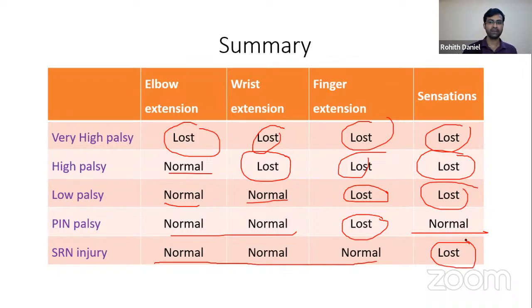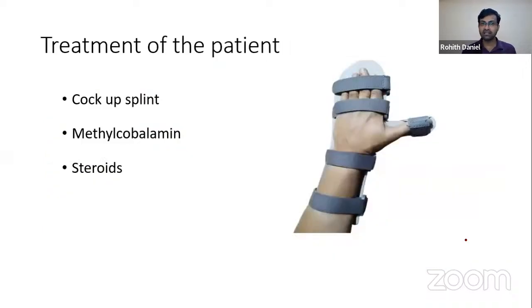Understood? Okay. Now, how do you treat these conditions, whether there is finger drop or wrist drop? This is very important. The splint that you use is cock-up splint, isn't it? This is also a very important spotter for your exam. Has been asked multiple times. This is your cock-up splint, which you can use for supporting the fingers and the wrist and for correcting the deformity. And you can also give methylcobalamin or vitamin B complex along with a short duration of steroids for recovery of the nerve. Okay, so this is how you treat a radial nerve injury.